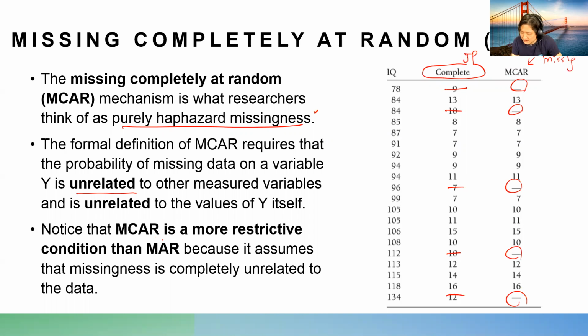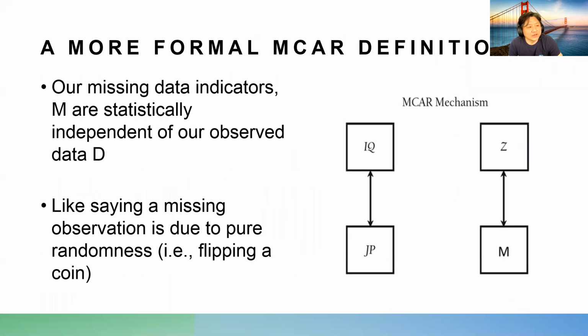So MCAR has a pretty strict assumption compared to other types of missing data, because it assumes that the missingness is completely unrelated to the data, right? But in real-world data, it rarely happens, because some missingness could be influenced by other missingness, right? So this assumes very strict cases, where all the missingness is completely random and independent of everything else.